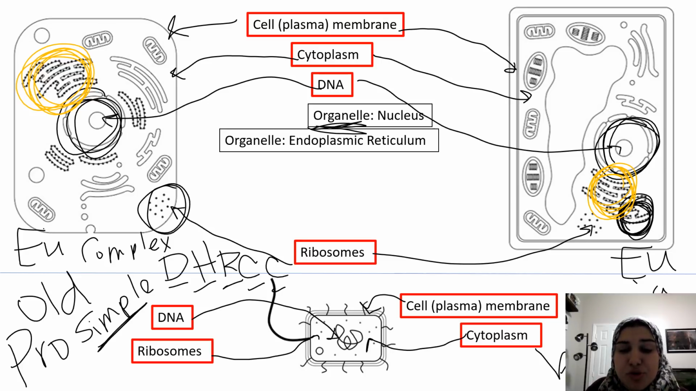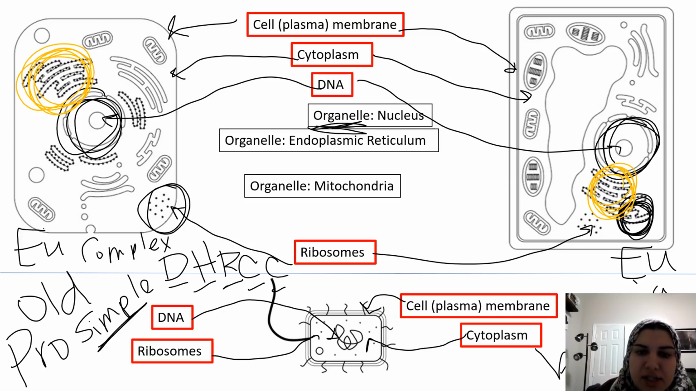Its job is to produce proteins, package proteins, and then lipids. Because it has ribosomes, and I know that ribosomes build proteins, it is part of that process of building and making and packaging proteins. All right, the next one is the mitochondria.